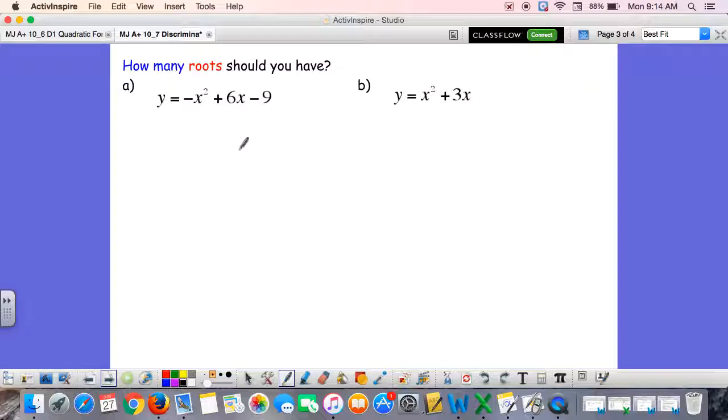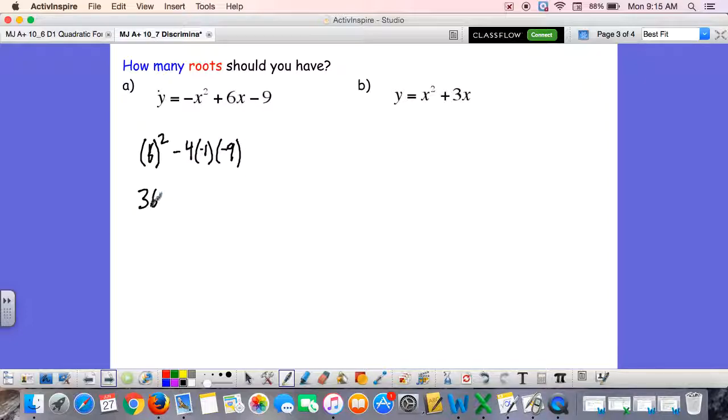Okay, let's run through these quickly. We're just finding how many roots we should have, which is the same as how many solutions we should have, or how many zeros. So we just use b squared minus 4ac. b is 6, so 6 squared minus 4 times negative 1 times negative 9.